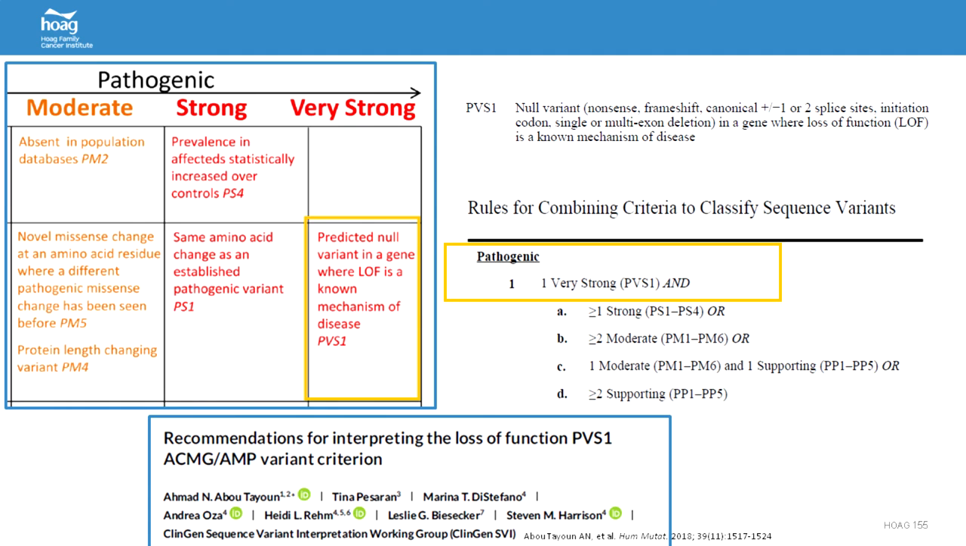So a few months ago, a group of people, some of whom were part of the original ACMG guideline, came up with recommendations for revisions of that specific line of evidence. So now, if you want to use PVS1, the one for null variants for loss of function, you need to go to that paper and see if you still meet those guidelines.